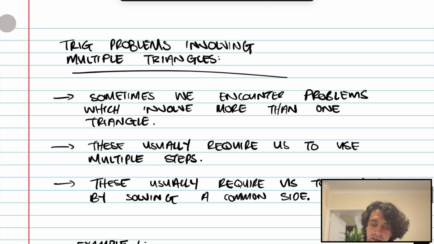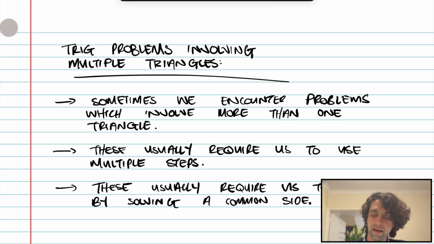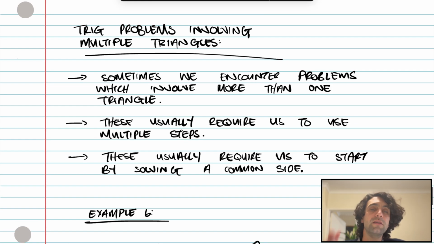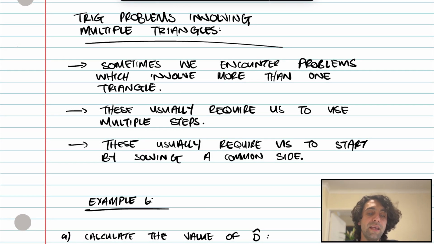All right. Now we're getting to the good stuff. Nothing that we can't do so far. We're going to be looking at trig problems which involve multiple triangles. So sometimes we encounter problems which involve more than one triangle. These usually require us to use multiple steps. These usually require us to actually start by solving a common side between two triangles, so that we can get into the other triangle and solve some of the problems from that triangle.